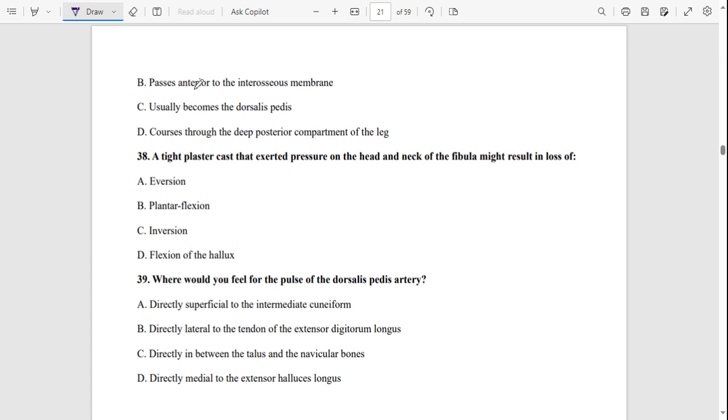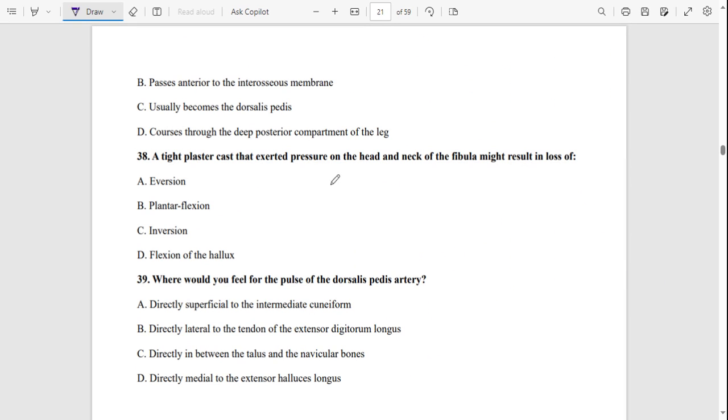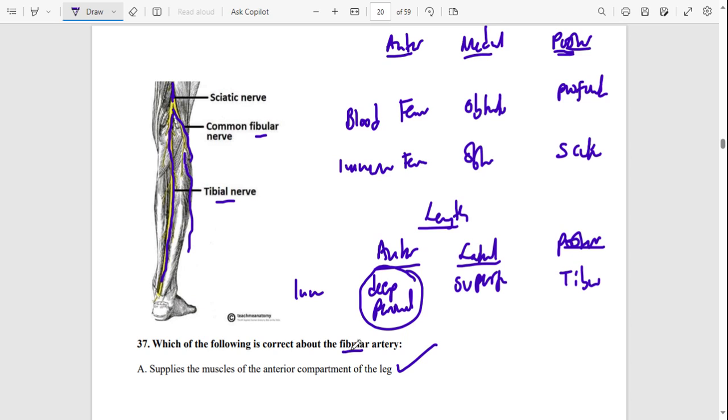And then B, passes anterior to the interosseous membrane. Is it going to pass anterior? Remember that what we are talking about is the fibular artery. Okay, this is the fibular artery. And then C, usually becomes the dorsalis pedis, D, courses through the deep posterior compartment of the leg. Okay, so actually, because this is not anterior, I was supposed to say anterior tibial.